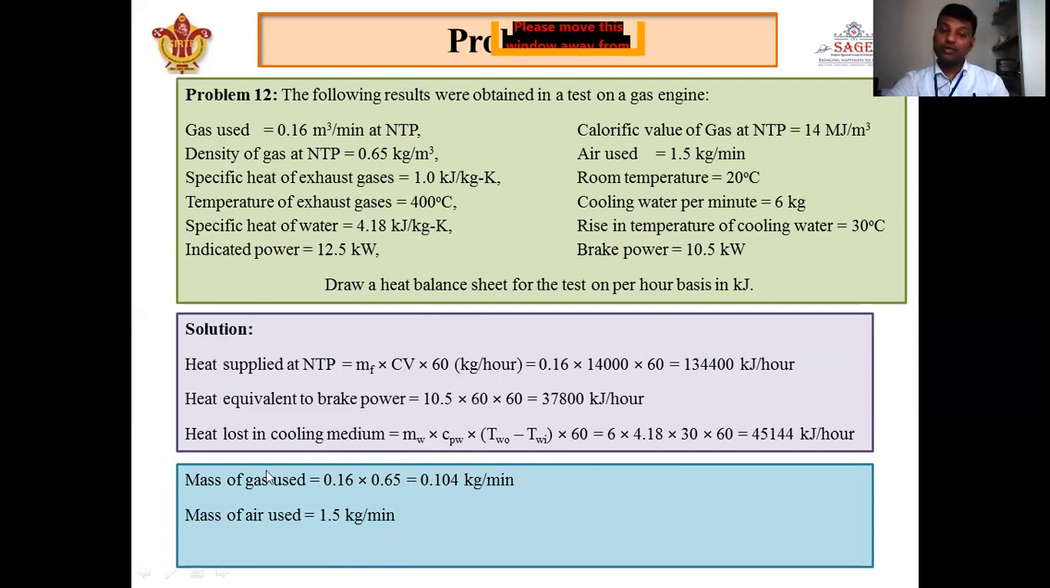When this gas burns, according to the law of conservation of mass, the mass will remain the same. So this much gas, when combined with this much air, is converted into exhaust gas. The total mass of exhaust gas will be the mass of gas used plus the mass of air used. So we get 1.604 kg per minute as the total amount of exhaust gas.